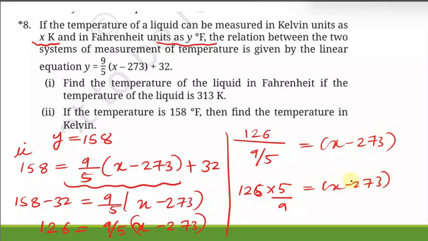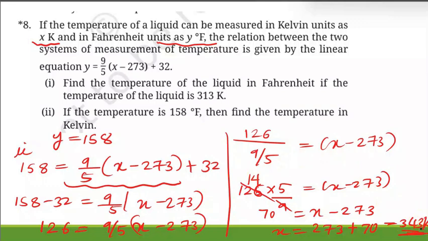So 126 and 9 will cancel, you will get 14. So 14 into 5, you will get 70. So 70 is equal to x minus 273. So x is equal to 273 plus 70, you will get 343. So at 158 Fahrenheit, the Kelvin value will be 343. So it is 343 Kelvin actually.